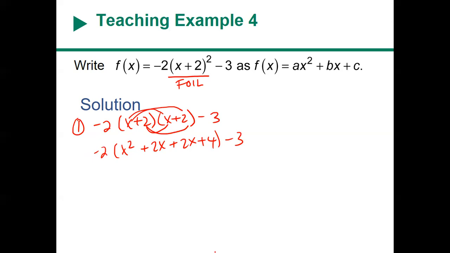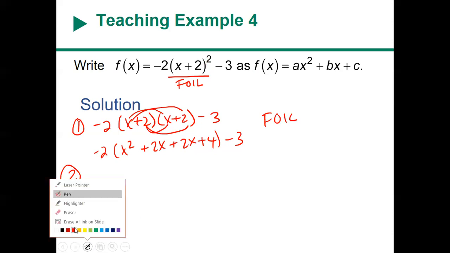Okay. How do we feel about the step of FOIL? So all we did here was FOIL, double distribute. Why didn't you just do the -2? We have to do FOIL before we can distribute. Remember, you have to deal with your parentheses and exponents before you can multiply. Got it? Okay.